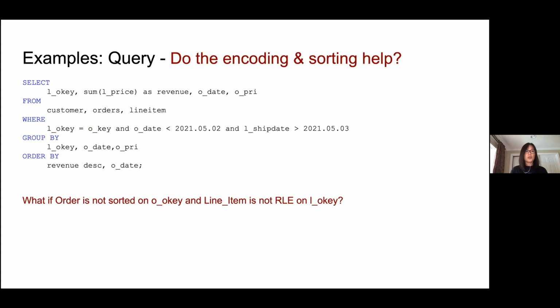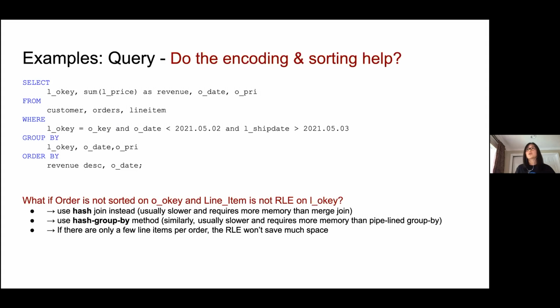So a similar question is, what if the order is not sorted on order key and the line item is not encoded on the line item's order key? For the join, because the data is not sorted, we usually have to do the hash join, and through experiments, the hash join is usually slower and requires more memory than the merge join. Similarly for the group by, we have to do the hash group by. That means we have to send all of the keys into different groups, and when we're done with all of the table, then we do the grouping and send all of the groups out.